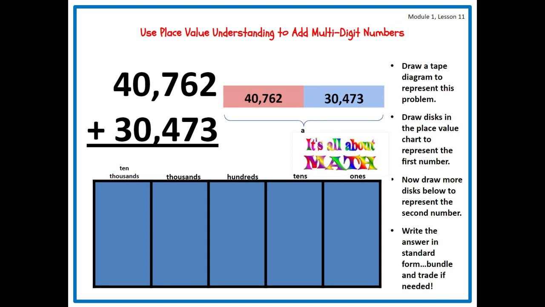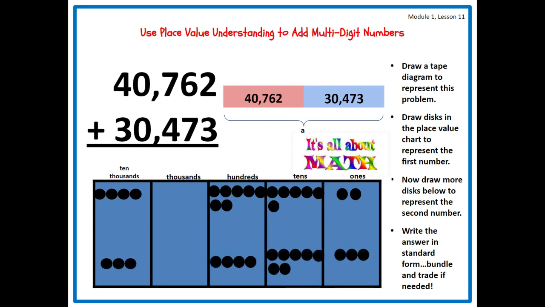Okay, here we go. So hopefully by now you've represented 40,762, which looks like this. And hopefully you've also represented 30,473. I want you to press pause one more time and double check your discs to make sure that you and I agree on the amounts. Press pause and play when you're ready to keep going.